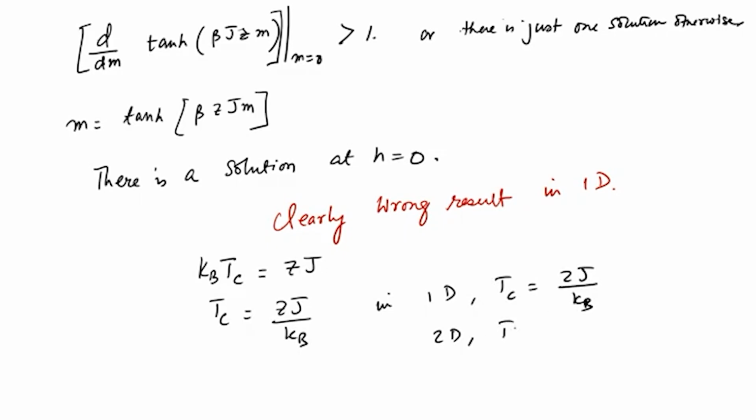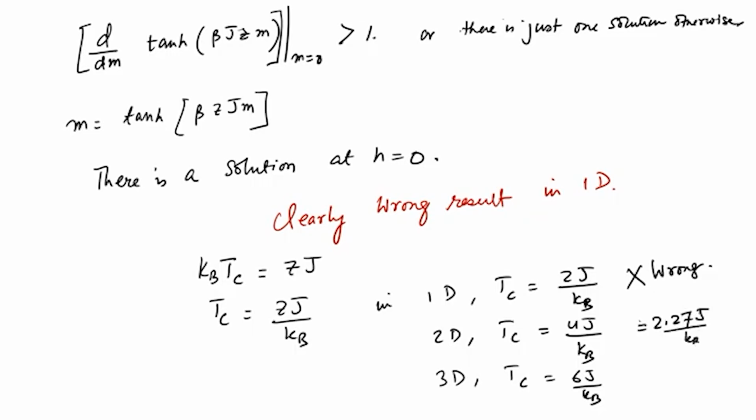In 2D it becomes equal to 4j over k, which is wrong. In 3D it becomes equal to 6j over k. So, this is completely wrong, qualitatively correct, but the numerical values are wrong. This is like 2.27 j by k from the Onsager solution, and this in 3D again is like 4 j by kB approximately. Okay. So, you see that it is getting better and better as you go to larger and larger dimensions.